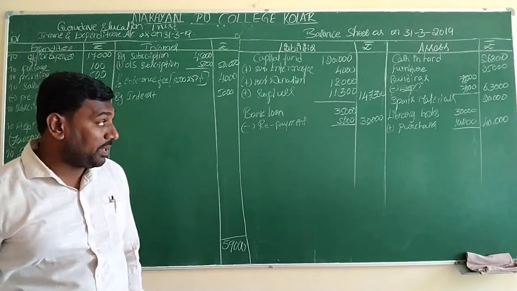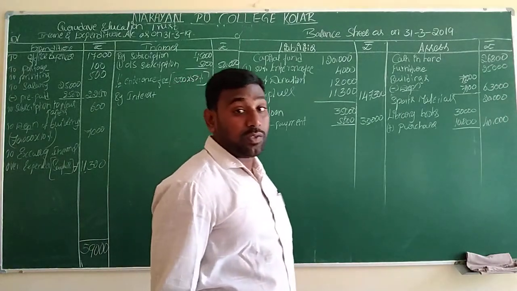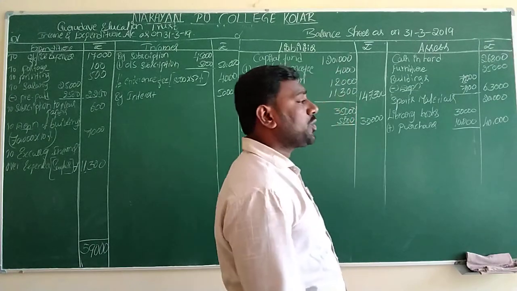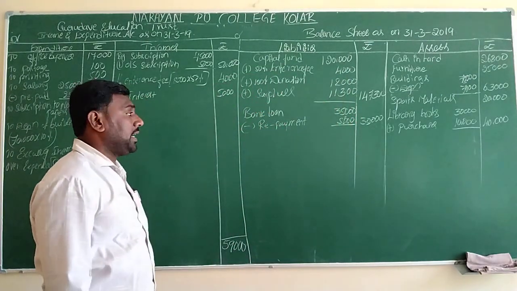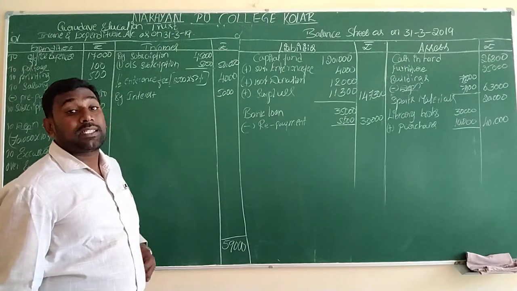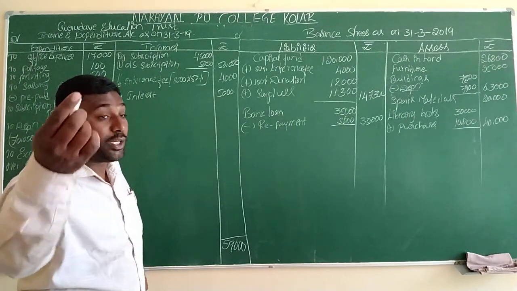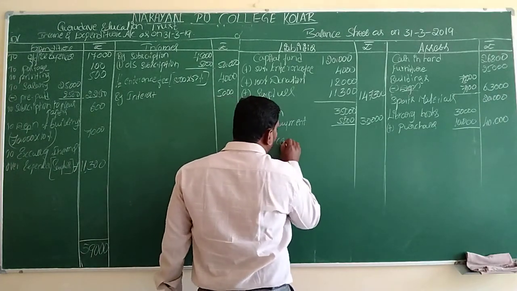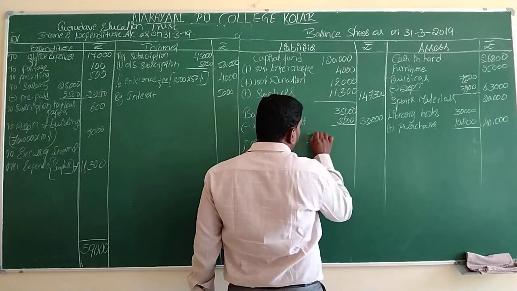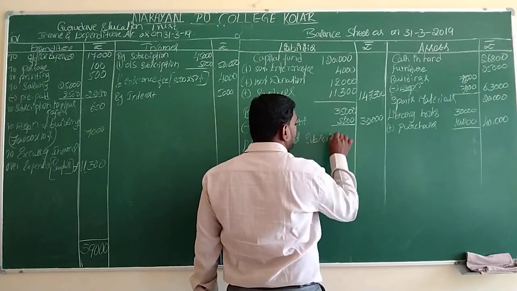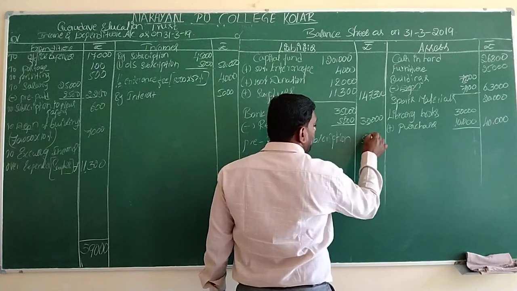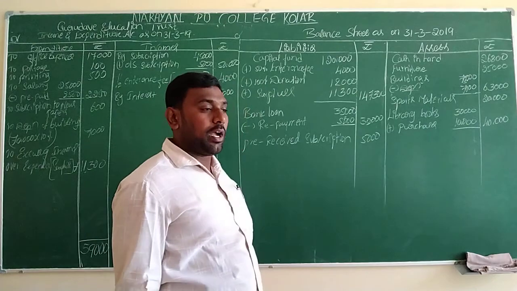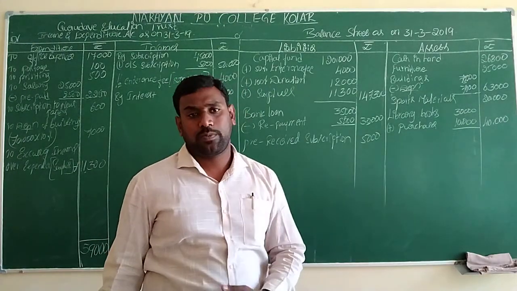Let's come to the receipts and payments account. Whether any transaction we left to record in the new balance sheet, once again we have to check it. On the receipt side, we wrote subscription for 2019 and 20, so that will be considered as pre-received subscription, 5,000. Pre-received subscription 5,000 is there. Apart from that, no other transaction in the receipts and payments account.